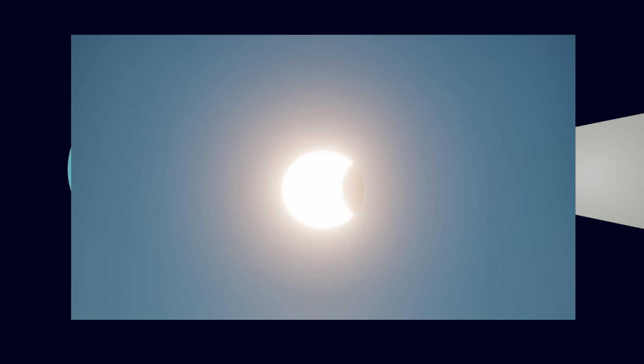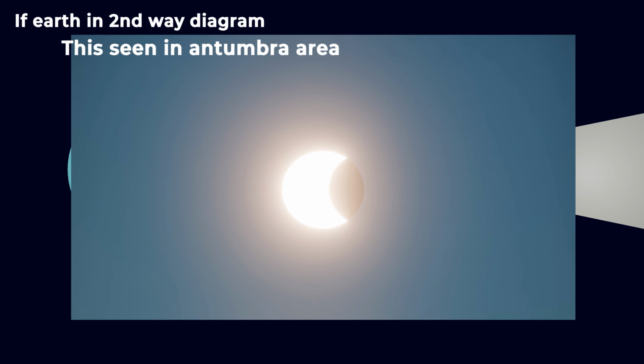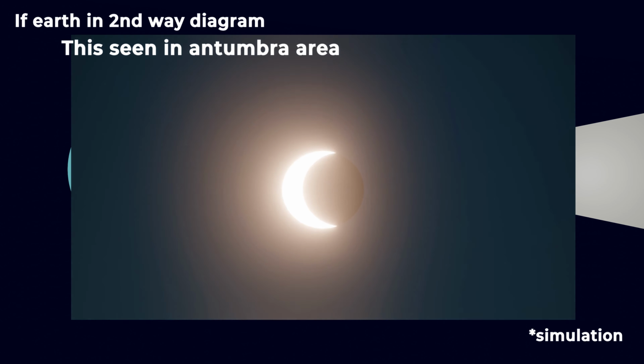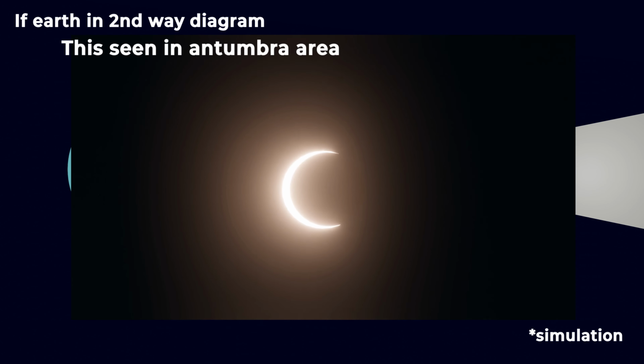Annular solar eclipse. This happens because the moon can't completely cover the sun. The reason is that the moon is farther away from the earth.